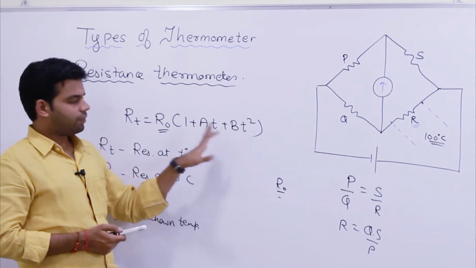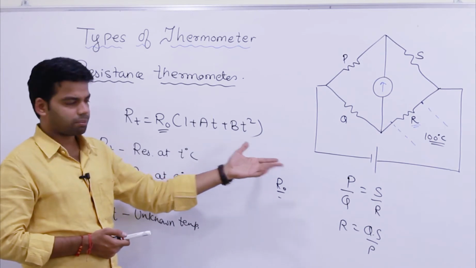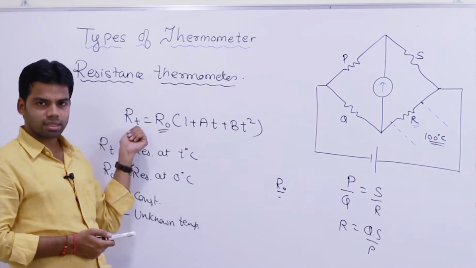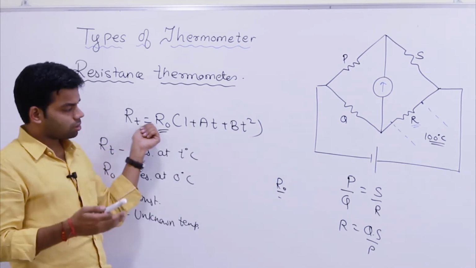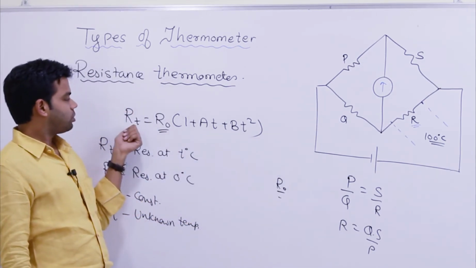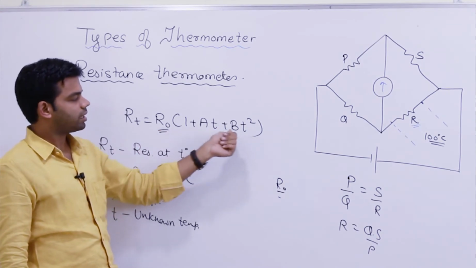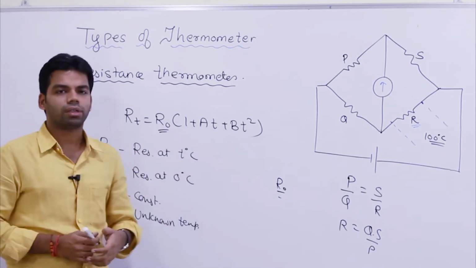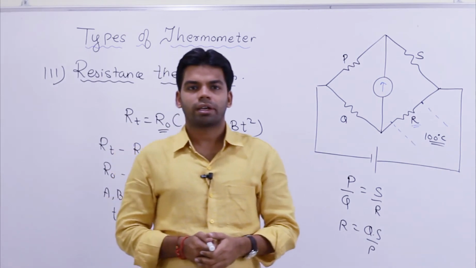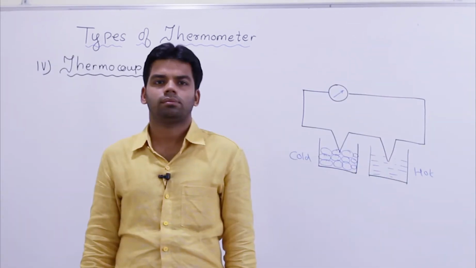this A and B. And once you have the value of A and B, at any unknown temperature you can determine the value of this resistance RT. And if you have the value of the resistance at T degree centigrade, the resistance at 0 degree centigrade, and A and B, you can determine the value of the unknown temperature from here. Getting this now? Okay, so this is how a resistance thermometer works.